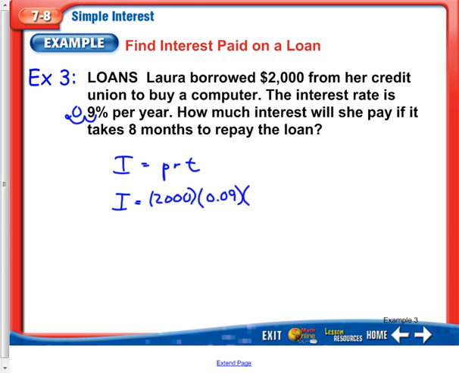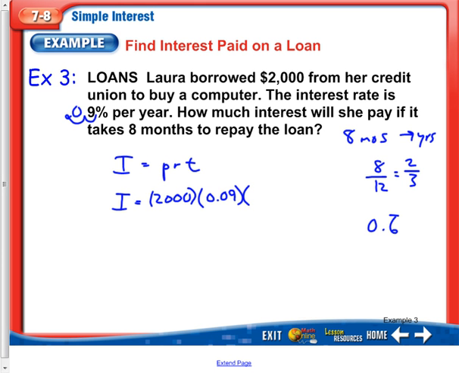Now the time is 8 months. We need that in years. So let's go 8 over 12, and let's see if we can simplify that. Divide them both by 4, and we end up getting 2/3. Okay, now we're not going to want to estimate this. So with your calculator, if you do this, it's going to be 0.6 repeating. Okay, so keep that in mind.